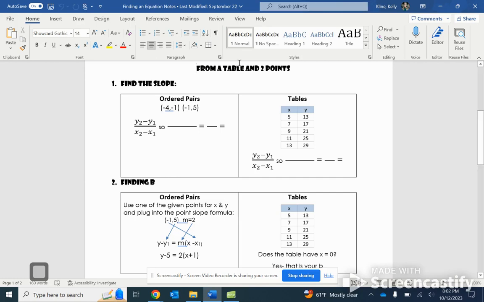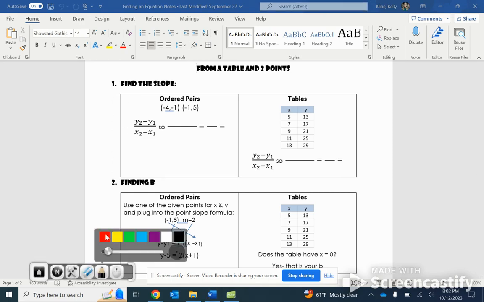So we are learning today how to find an equation from a table in 2 points. So just like normal, you find your slope. So this is not new. This is just doing y2 minus y1 over x2 minus x1.